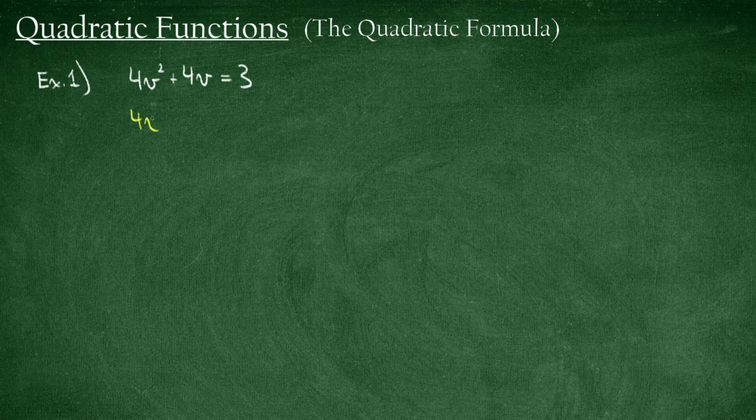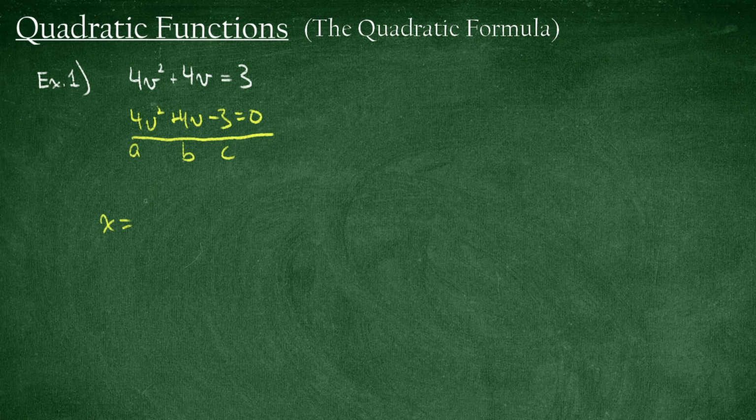So I have 4v squared plus 4v minus 3 is equal to 0. And I usually put a nice underline under here once this thing is in standard form. So let's go ahead and apply the quadratic formula. Oh, and you know what? For this first one, let's go ahead and label. This is A, positive 4 is A. This is B, positive 4, and C is negative 3.